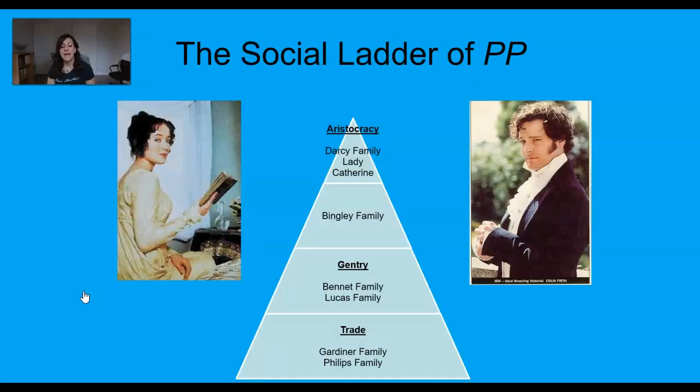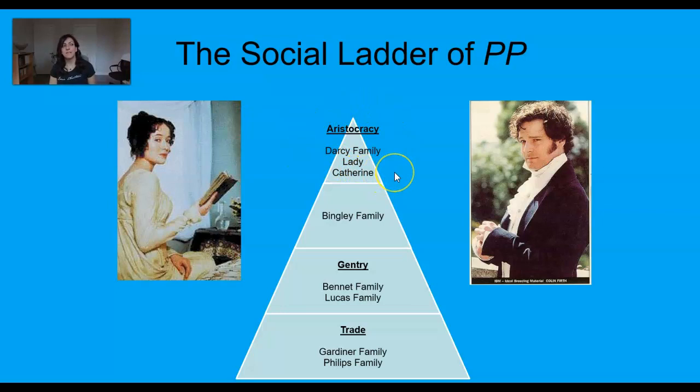Now, I have a few slides that I prepared especially for you guys to clarify how you should be reading this novel. I told you that social class was a major part of the novel. So I made a pyramid of the social ladder, representing the social structure in the novel and the way that the people in the novel are categorized. At the very top is the aristocracy.